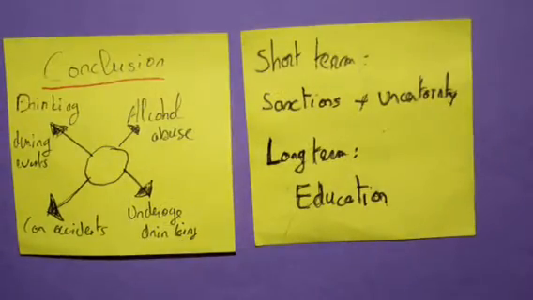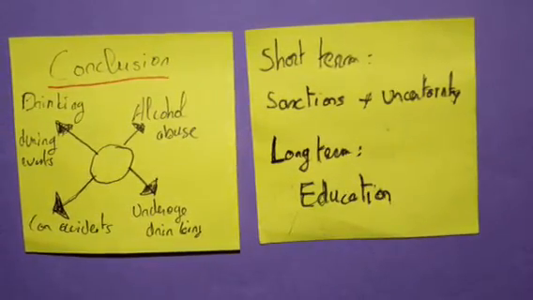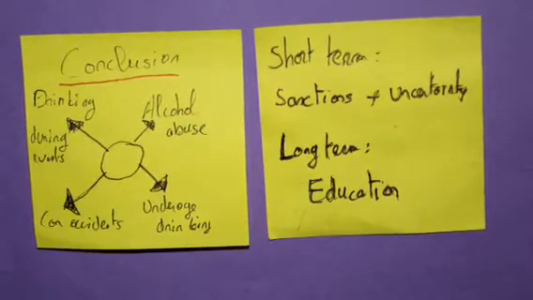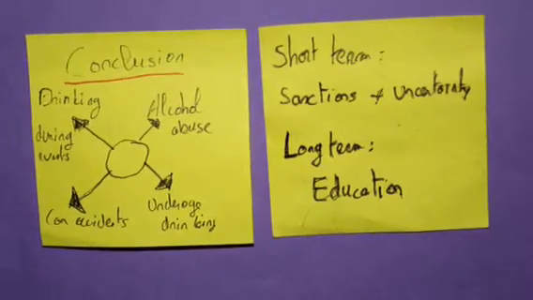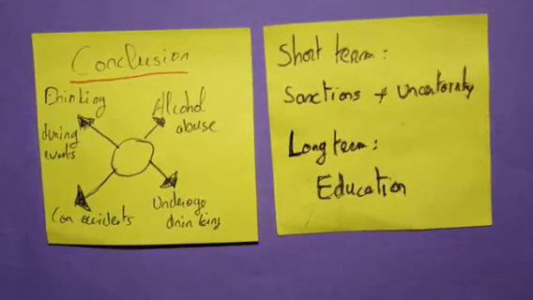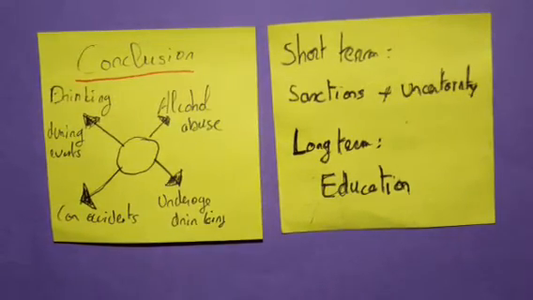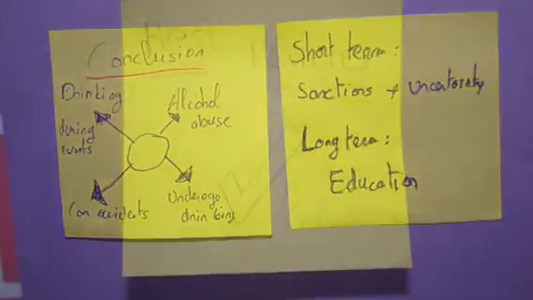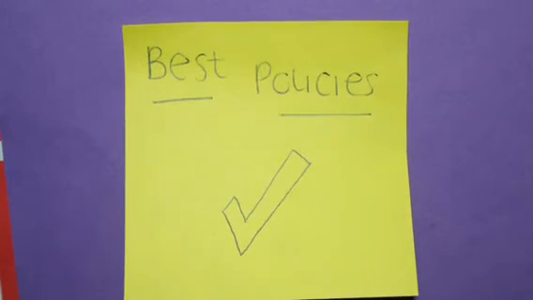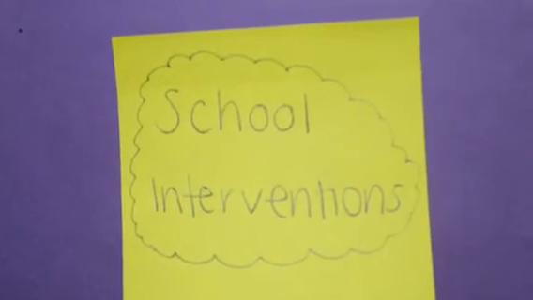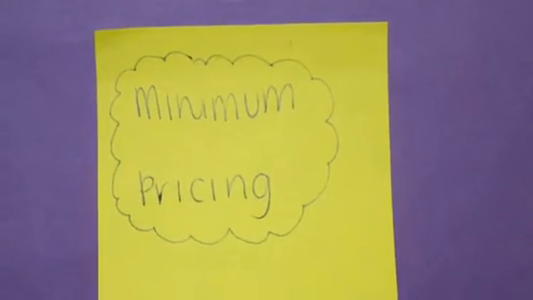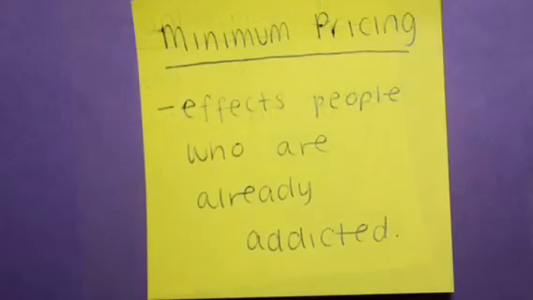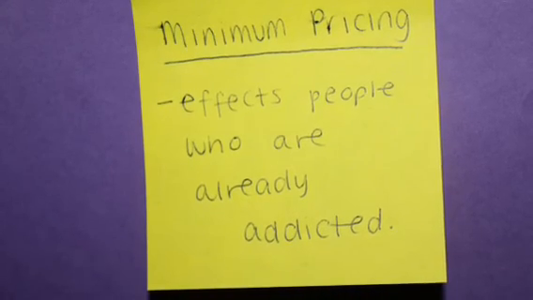In conclusion, drink driving includes aspects of alcohol abuse, underage drinking, and leads to car accidents. On the short term, the sanctions which pressure people to drink less could be efficient. But in my opinion, the long-term education of children and the society as a whole would be the best way to decrease the consumption of alcohol. The best policies to decrease alcohol consumption are school-based interventions and minimum pricing. School-based interventions tackle problems before the addiction, and minimum pricing affects people who are already addicted.